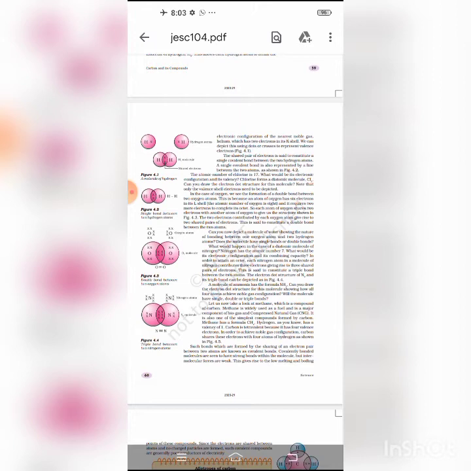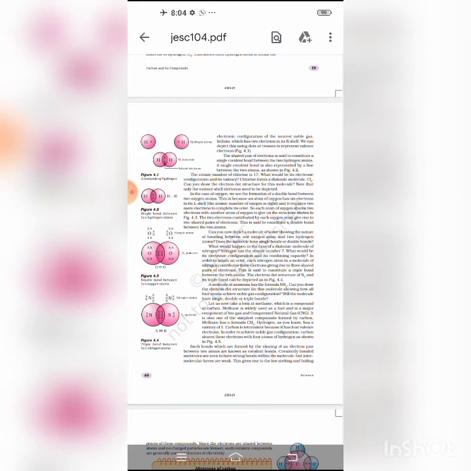And a triple covalent bond between two atoms is formed by the sharing of three pairs of electrons, in which each atom contributes 3 electrons to the shared pairs. A triple covalent bond is shown by 3 short lines between the two combining atoms. Common examples of triple covalent bonds are nitrogen and acetylene.